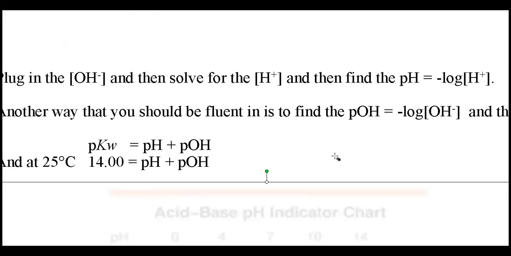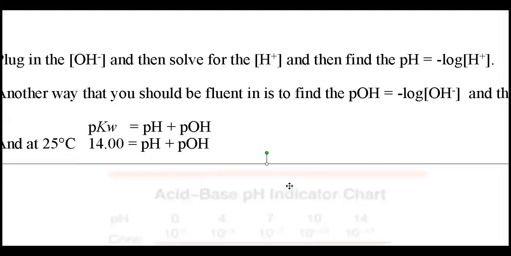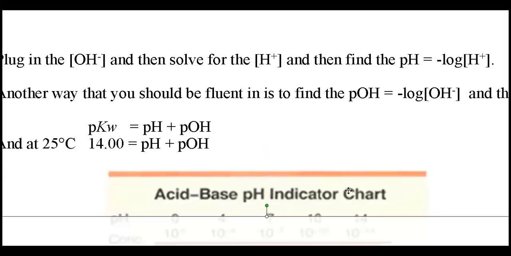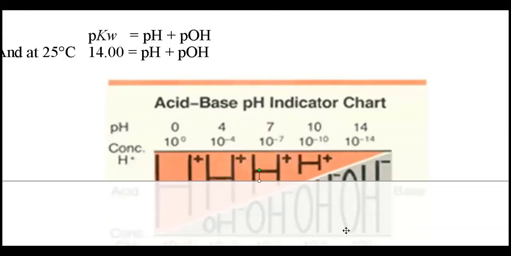Another method that you should be fluent in is to take the negative log of the hydroxide ion concentration. That gives you the pOH. As soon as you find the pOH, they both add up to 14. If you're good with logs, you know why this would happen. These log things are really neat. There's the two ways. You can use the Kw or you can use this pKw. This little chart's a good one. This is one of my favorites.